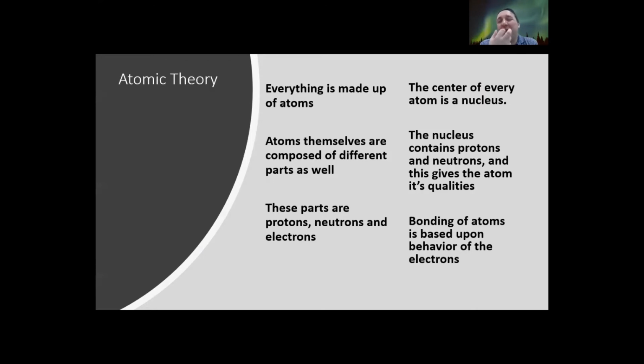Atomic theory is the basis of modern chemistry, and it says everything is made of atoms. And the atoms themselves are composed of individual parts. Protons give an element its sense of identity, while neutrons combined with protons give it its mass. And electrons determine how it bonds to other elements.